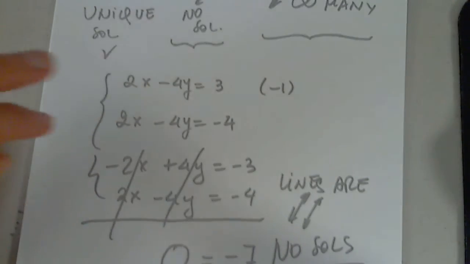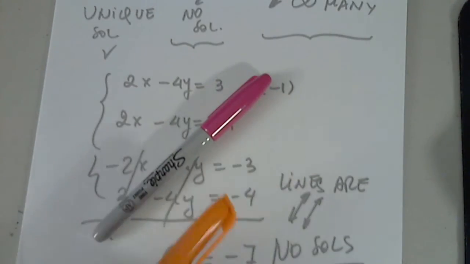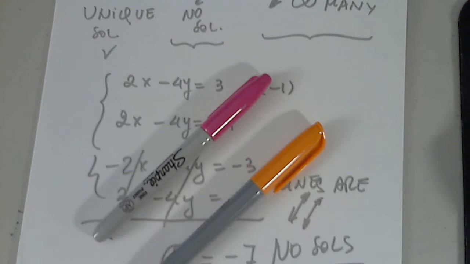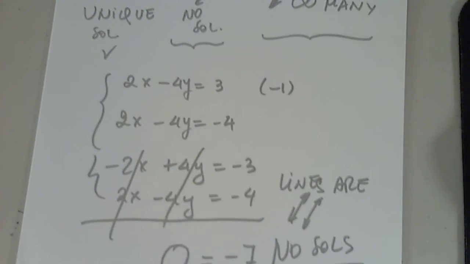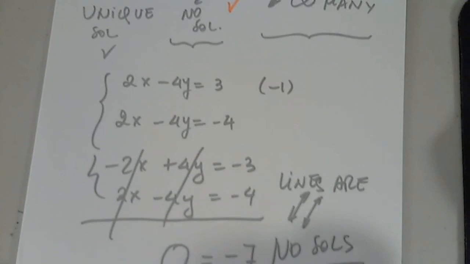I shouldn't say identical. They have the same slope, right? They will be parallel. They will have different y-intercepts, but they will be parallel. They will have the same slope. So therefore, it's this situation: no solutions, an inconsistent system.